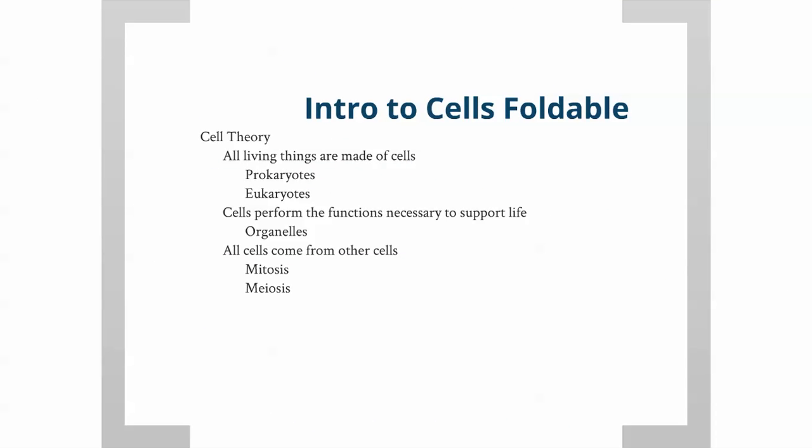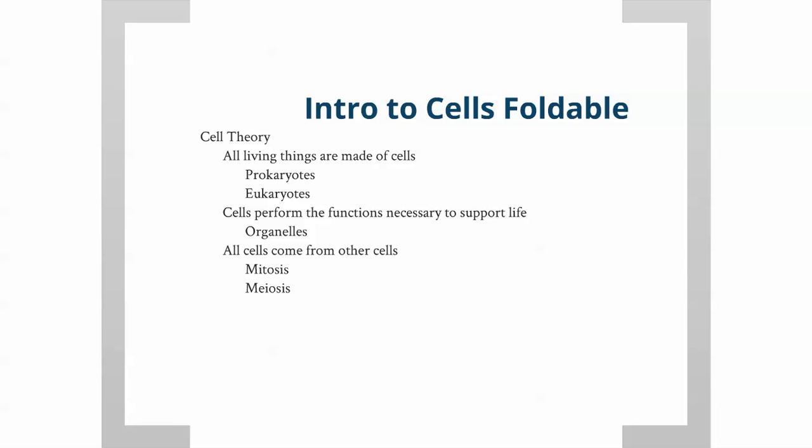Okay, so the first thing we did was the intro to cells foldable. So cell theory: all living things are made of cells. Cells perform the functions necessary to support life, and all cells come from other cells. So there's two kinds of cells, prokaryotes and eukaryotes. We mostly looked at eukaryotes, so plant and animal cells, cells that have a nucleus. Prokaryotes don't have organelles. They don't have a nucleus. They're basically just bacteria cells.